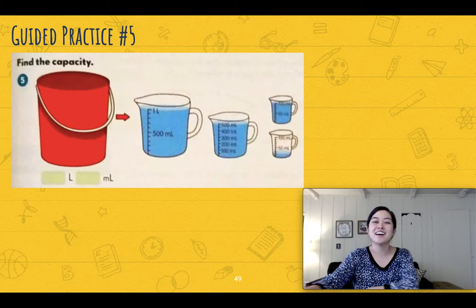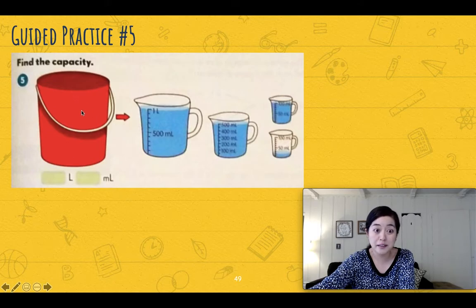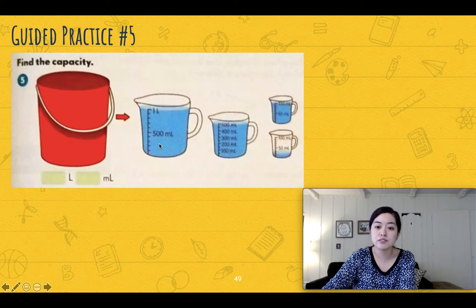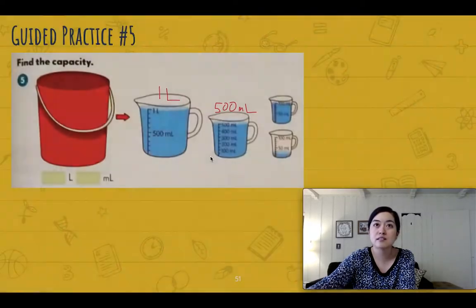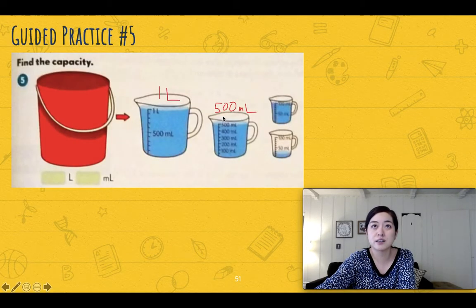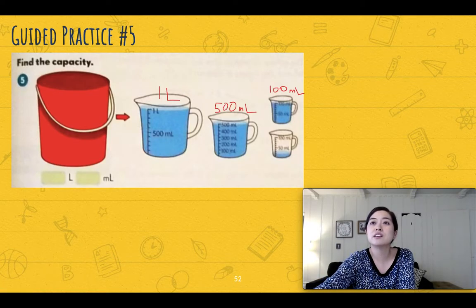Hi again. All right, so we're going to find the capacity of the water that was inside this bucket. And they poured it into these measuring cups here. So immediately I'm going to figure out how much water is in each measuring cup. So that one has 1 liter. This next one has 500 milliliters, okay. This next one here has 100 milliliters.